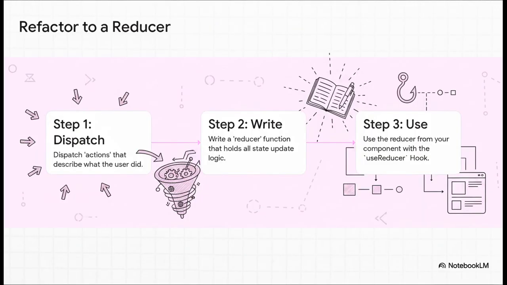So to deal with this kind of complexity, there's a really neat pattern called a reducer. The big idea is to pull all of your state-changing logic out of the component itself and put it all into one single organized function. It basically works in 3 steps. First, instead of setting state directly, you dispatch an action that just describes what the user did. Second, you write this special reducer function that holds all the rules for updating your state. And third, you connect that reducer to your component using a React tool called the useReducer hook.